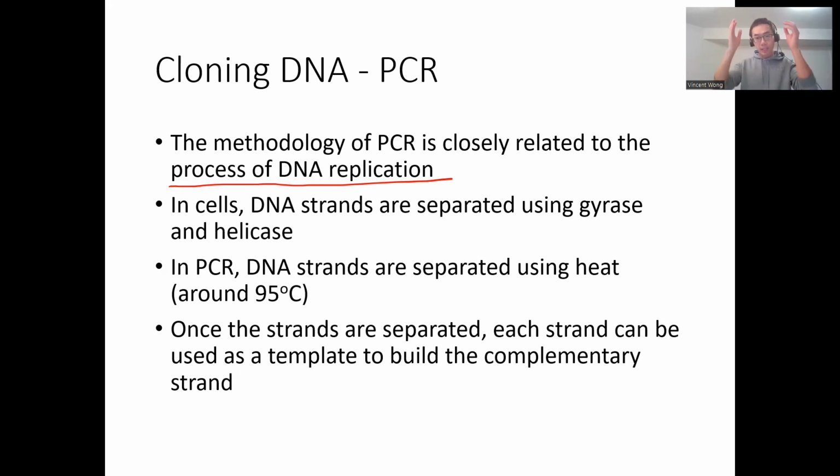DNA replication follows the semi-conservative model, where you separate the strands and then use each strand as a template to copy the DNA. So how do you pull apart the DNA strands? Well, if you remember, we need to use these enzymes, the gyrase and the helicase, to do it. So in PCR, instead of using these enzymes, we use temperature.